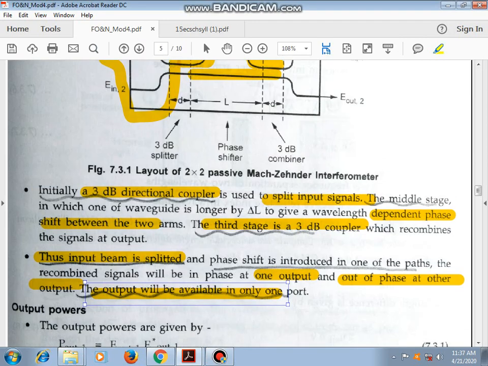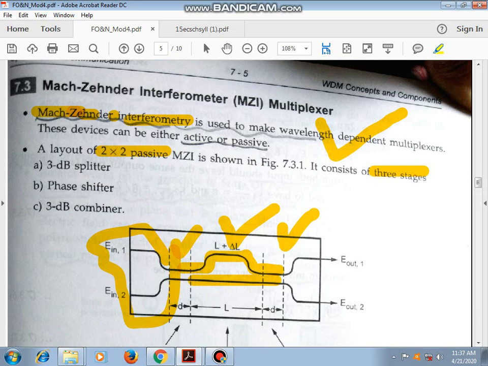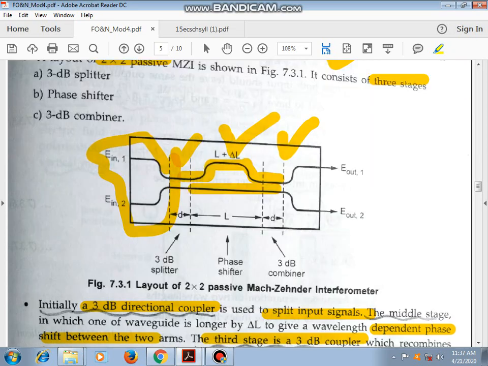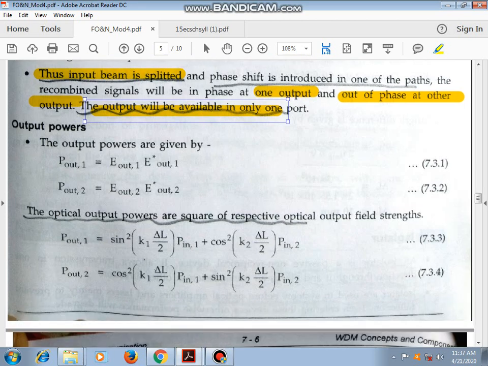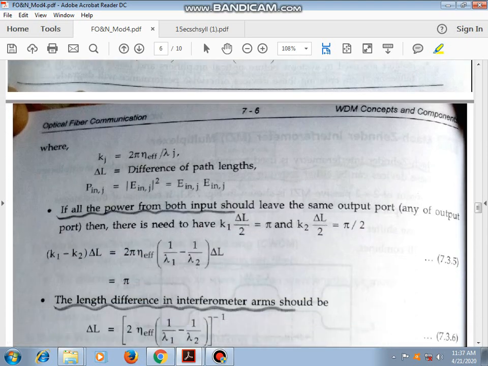Next, the MZI multiplexer we have discussed is explained with respect to mathematical expressions. From the output ports, P out 1 will be E out 1 times E star out 1, and P out 2 will be E out 2 times E star out 2. Next, optical output powers are the square of the respective optical output field strengths. So you will get these two expressions.